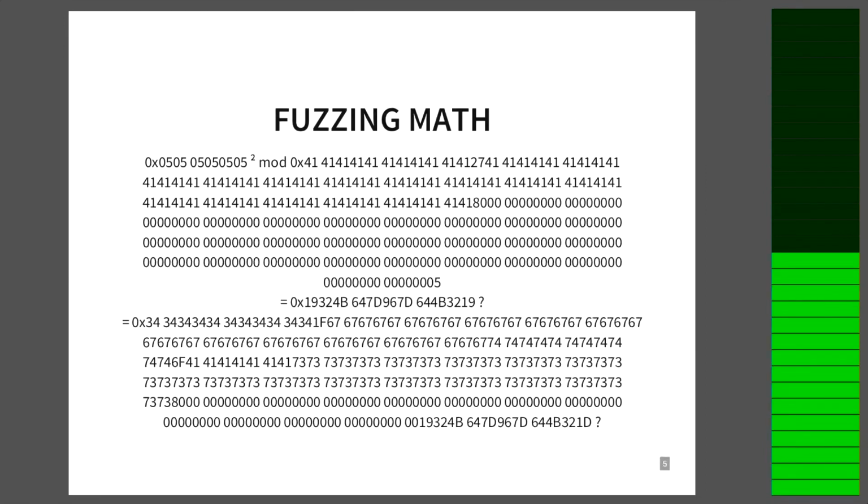Actually, the first is the correct one, and that can be easily seen because if you square something, the result is roughly twice the size. The second result is the result from OpenSSL.